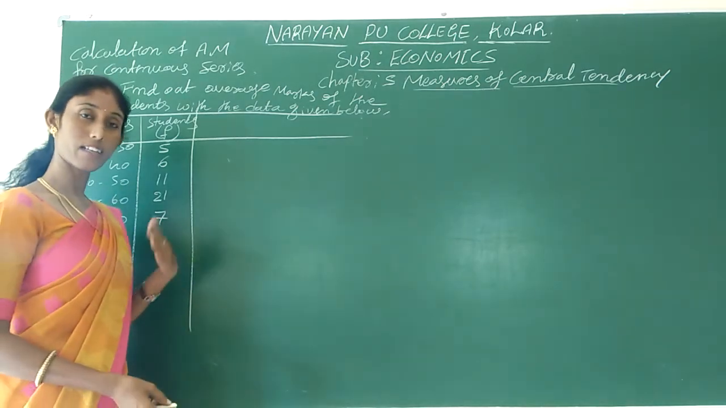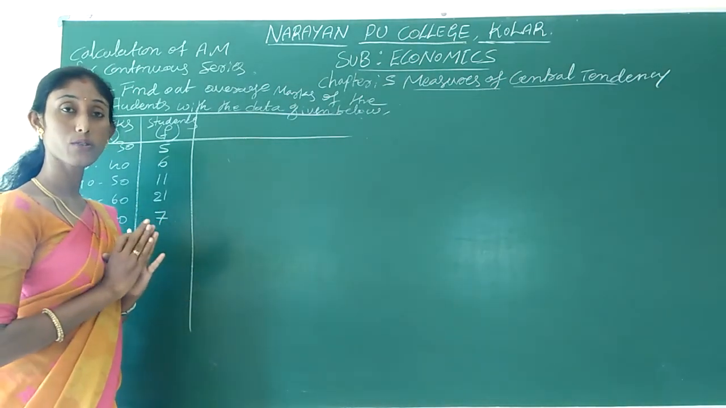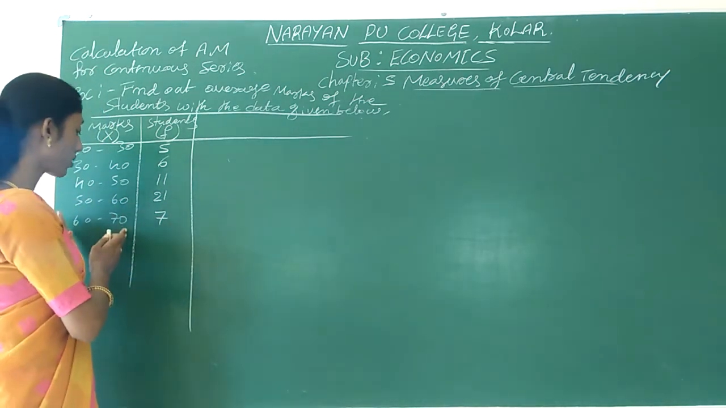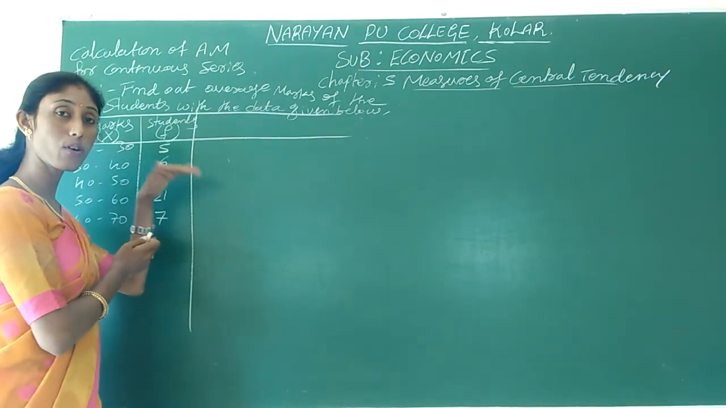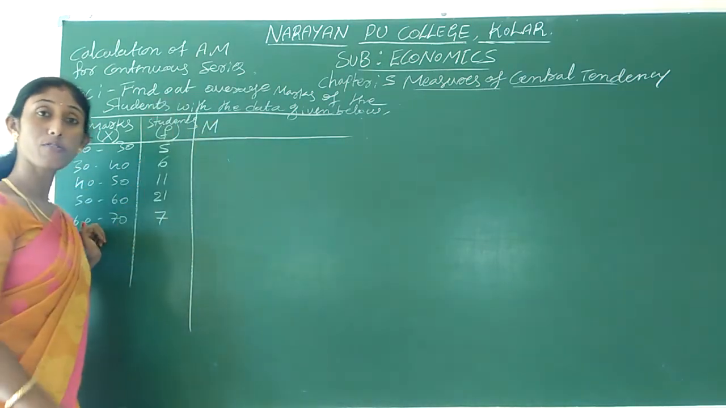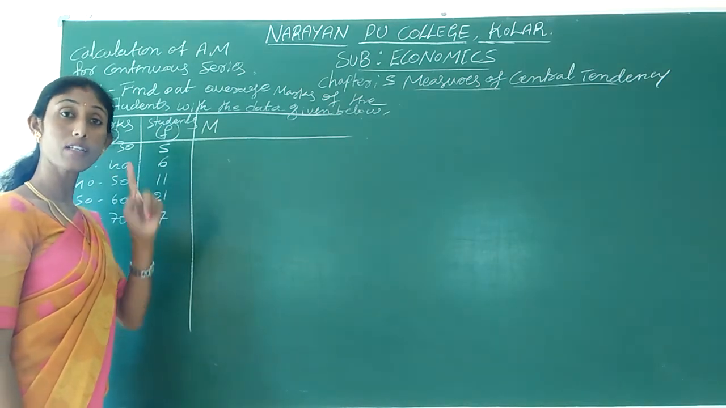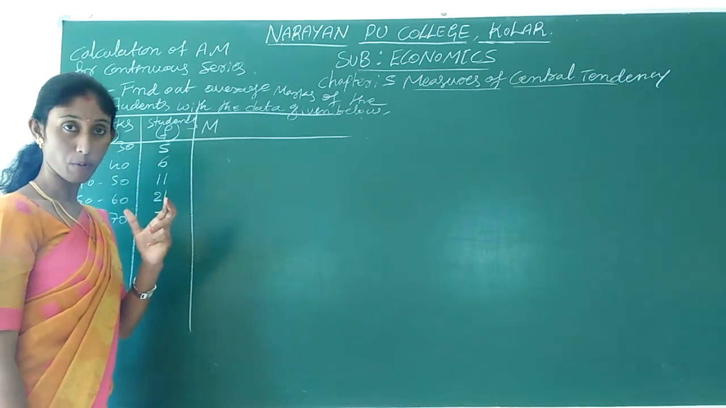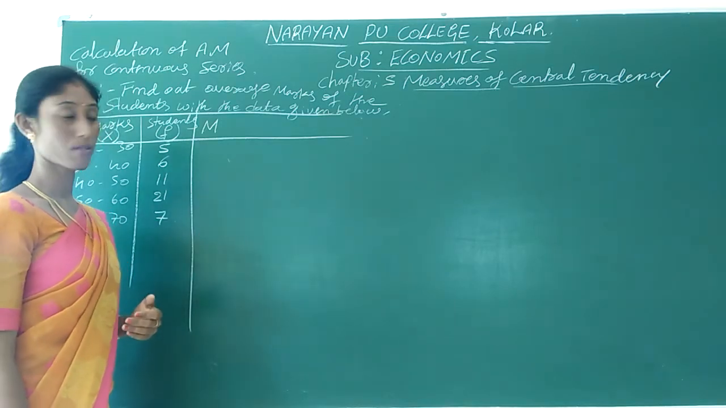We all know that in our last session we already discussed one problem. The first thing we need to do in a continuous series is convert the class intervals into midpoints. What is the formula to find the midpoint? Upper class limit plus lower class limit divided by 2. By using that formula, we find the class midpoints. Only then can we calculate the further steps.